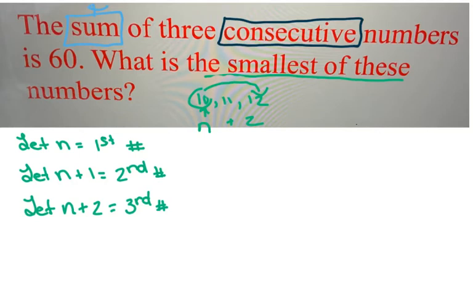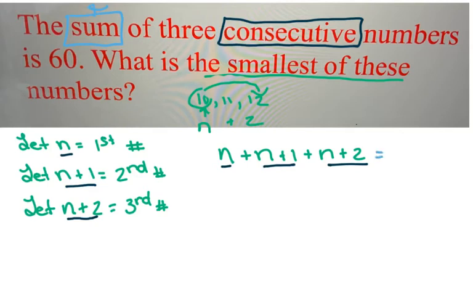So in order to set that up, I'm going to say n for the first one, plus the second one, which is n plus 1, plus the third one, which is n plus 2. Okay, so that's these numbers over here. So there's the first one, second, and then there's the third. And they would equal 60. Okay, so just understanding what that means, that's how we get there. So now I can solve this.